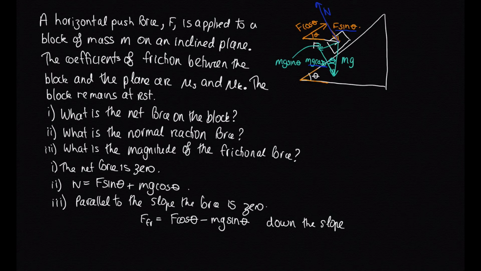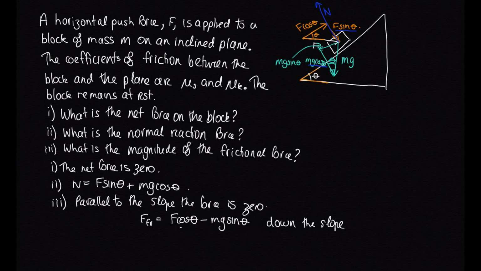So if F cos theta is really big, then the result of this will be down the slope. If F cos theta is really small and the mg sine theta is bigger, then we'll end up with a negative answer here. So that would be a resultant force up the slope, because the frictional force is going to counteract the net force on the system. So in this case, we didn't actually have to worry about our coefficients of friction.